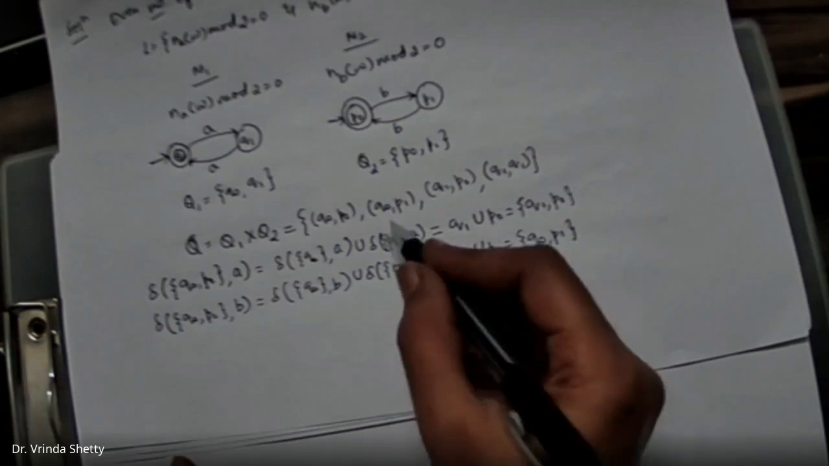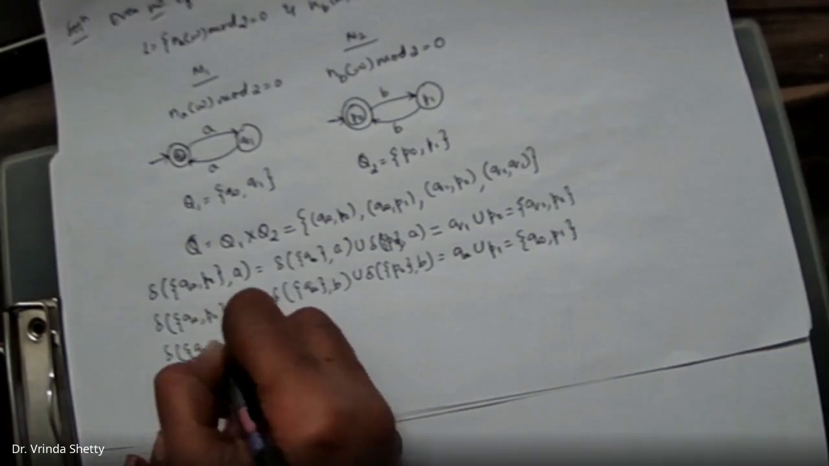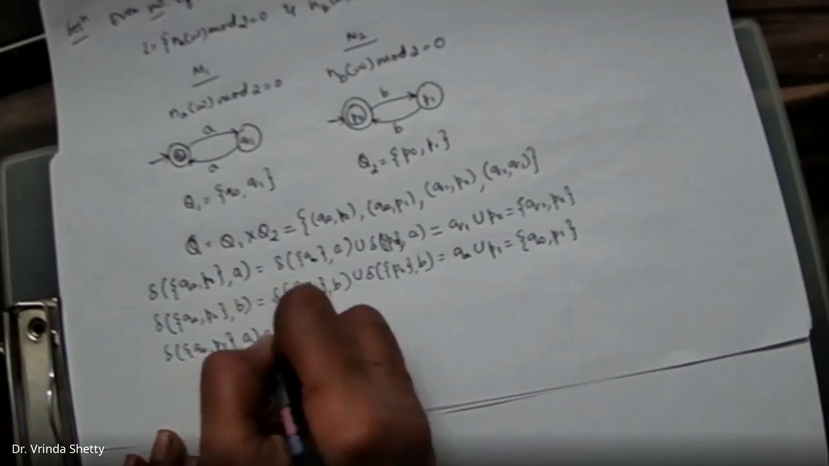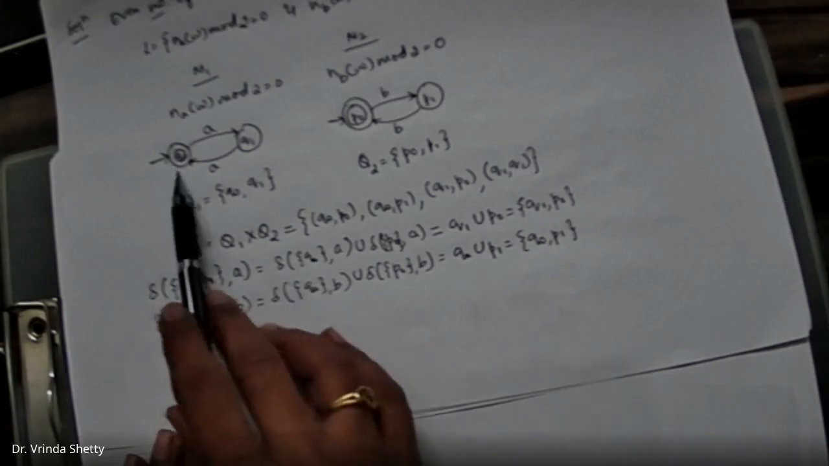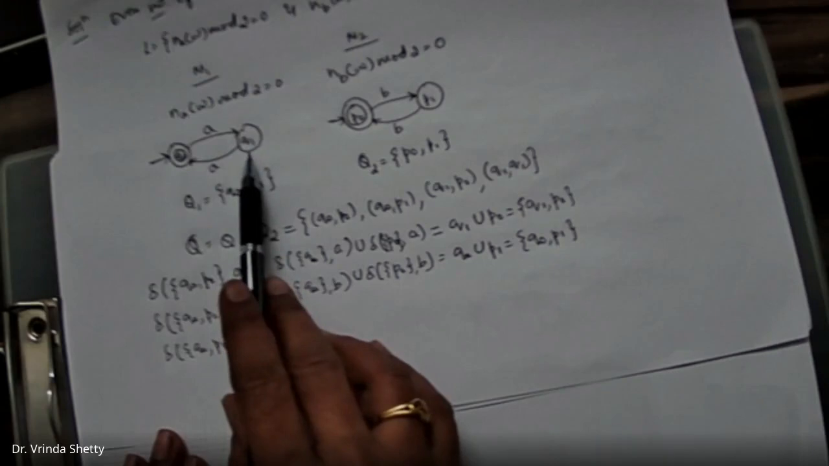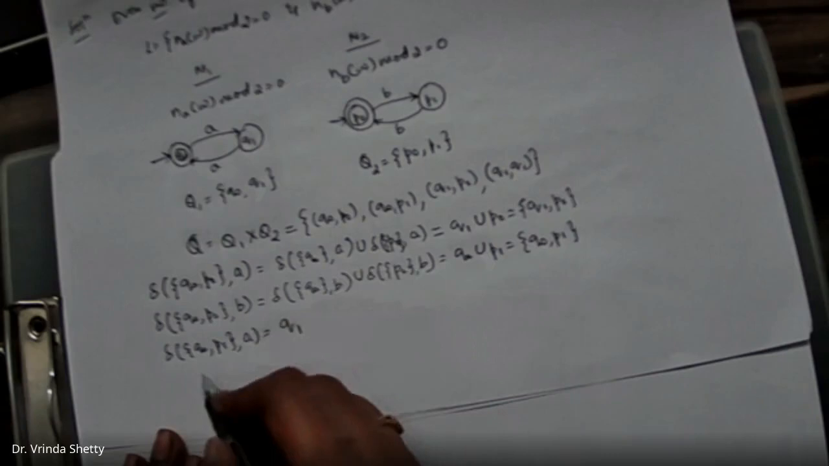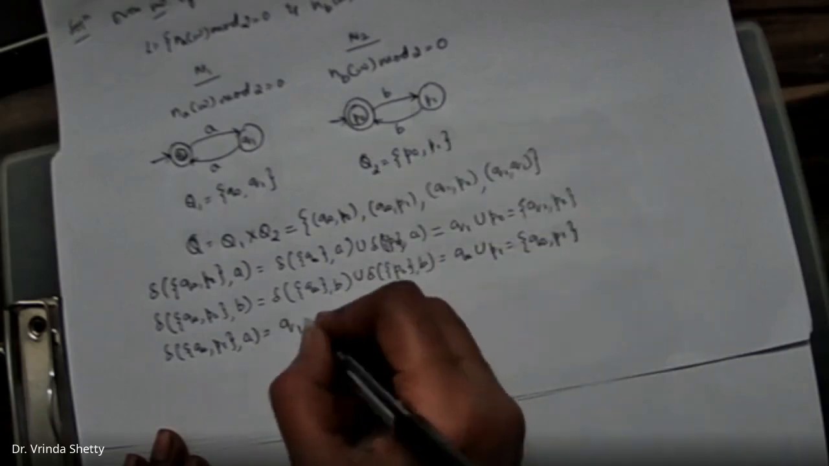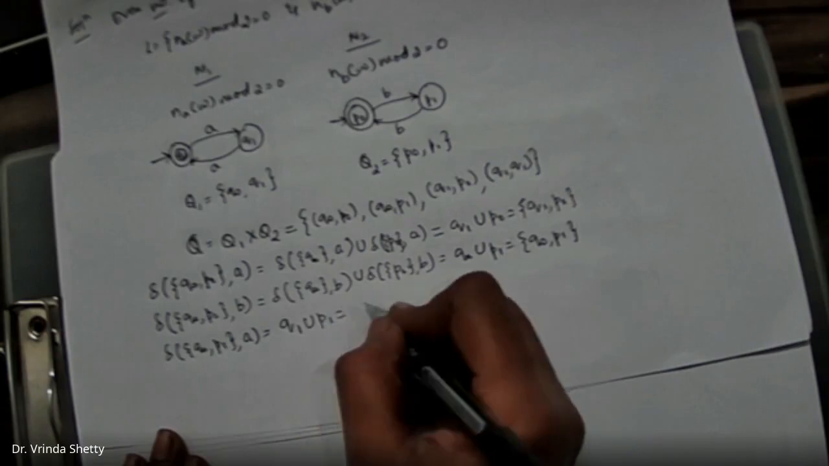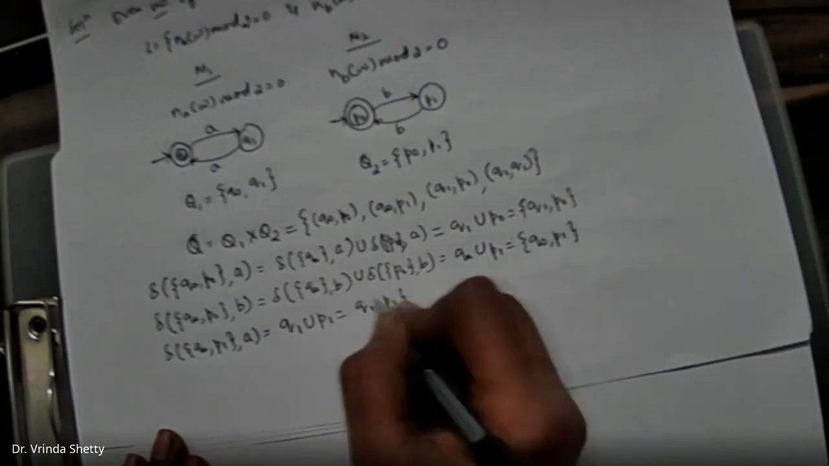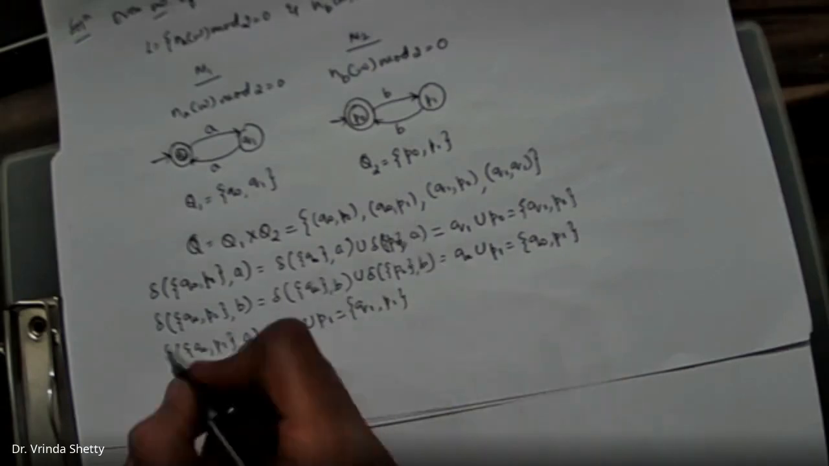Next, similarly, we have to go for the next one, Q naught P1. That is delta Q naught P1 on A. Similar to that, what we have to do? Q naught on A, union P naught on A. Q naught on A, where it is going to the state Q1. So we'll write it as Q1. P1 on A is not defined. So we'll keep P1 as it is. So we'll get it as Q1 P1. Q1 P1.